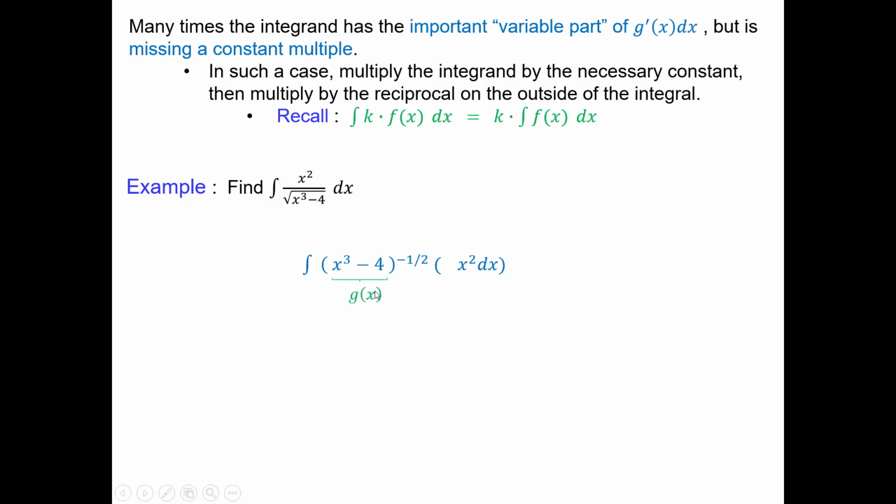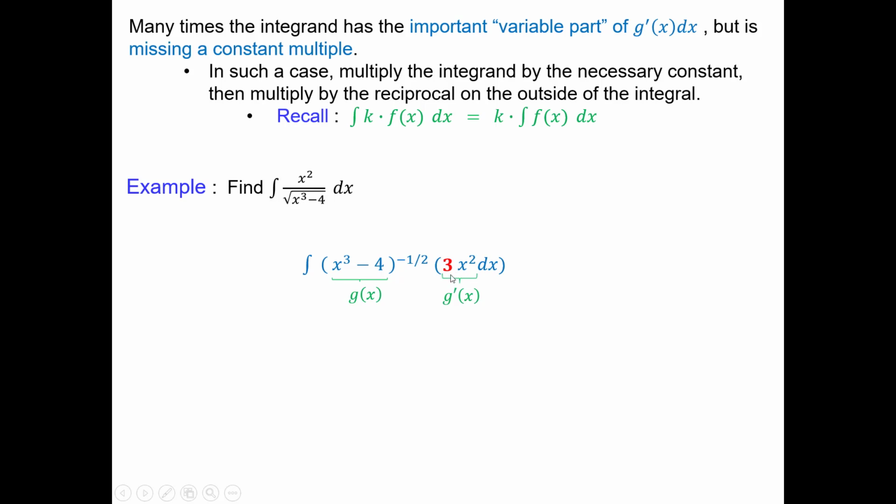So if I let x cubed minus 4 be g of x, then I should realize that x squared is not g prime of x. But in order to integrate this function, I need to see the derivative of the inside function. So note that the derivative of the inside function is 3x squared. So let's just multiply by 3. Now we see that that is g prime of x. But it seems a little odd.